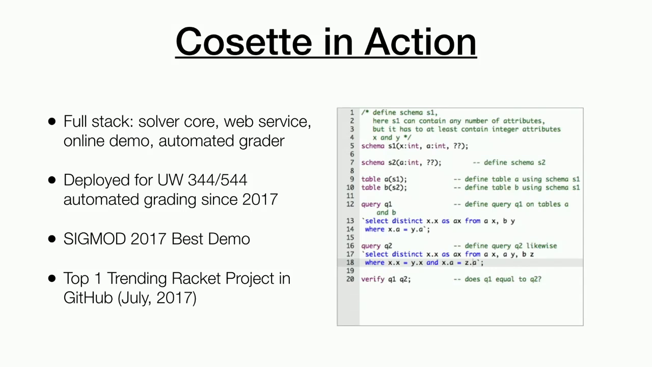Like I showed before, we developed a full stack of Cosette, including the solver core, web service, an online demo, and an automated grader. The automated grading tool has been deployed in two UW data management classes since last year. This work has won a SIGMOD Best Demo, and happens to be the top trending Racket project in GitHub. My joke is that if you want to make a top trending GitHub project, you need to use a less popular language.